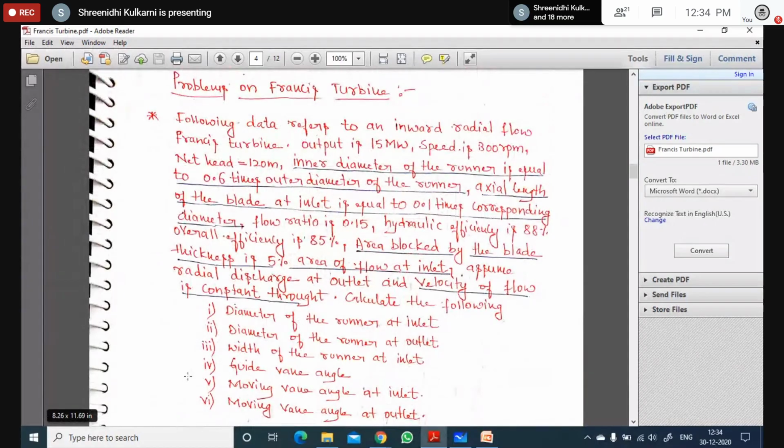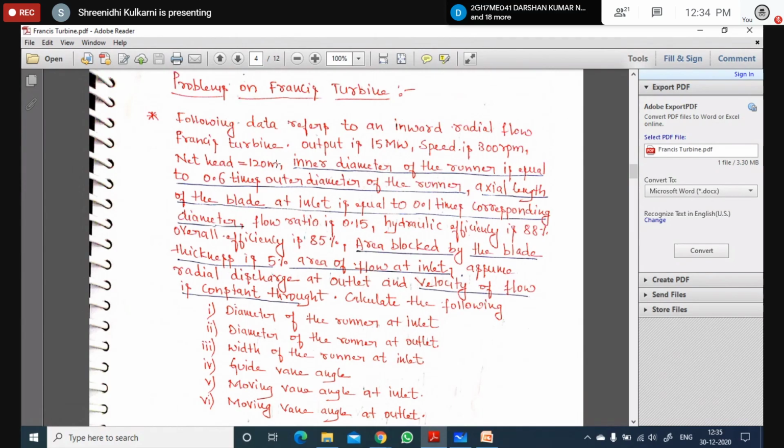The following data refers to an inward radial flow. See here clearly they mentioned it is an inward radial flow Francis turbine. Inward flow means, first in your mind, D1 is greater than D2. Got my point? So inward radial flow Francis turbine.